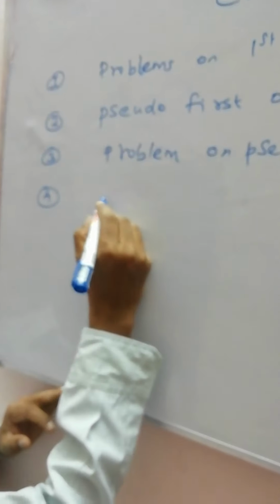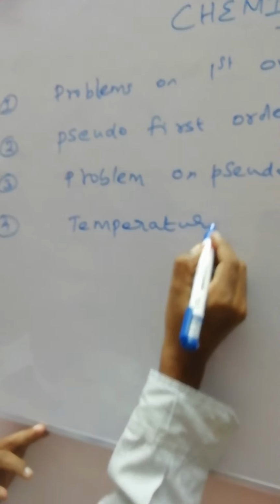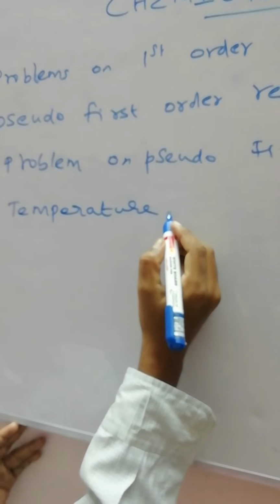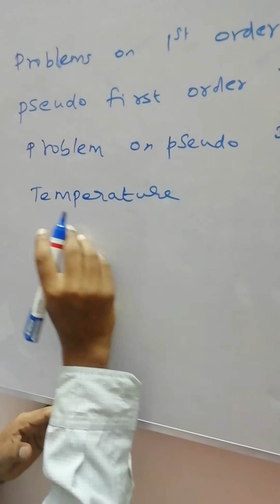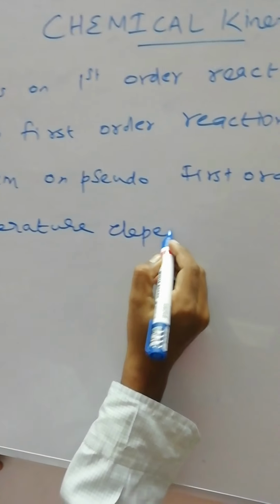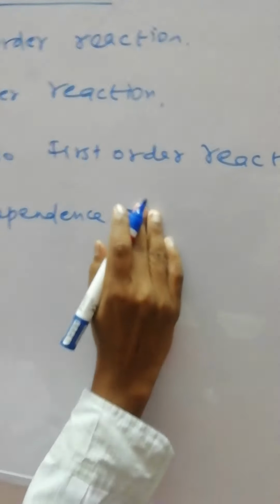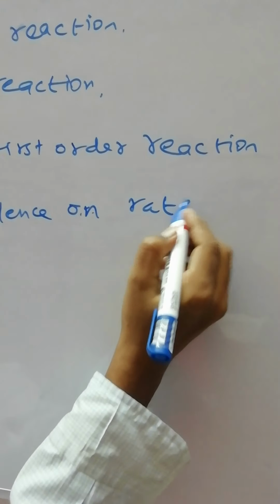Fourth one is temperature dependence on rate of the reaction. In the first class, I told you about factors affecting rate of the reaction. Now we are going to study in detail the temperature dependence on rate of the reaction. These four topics.